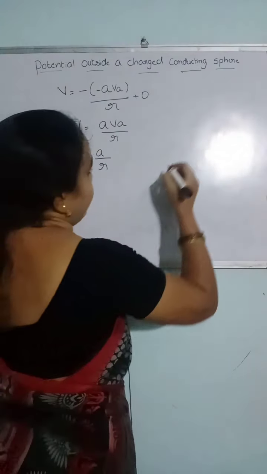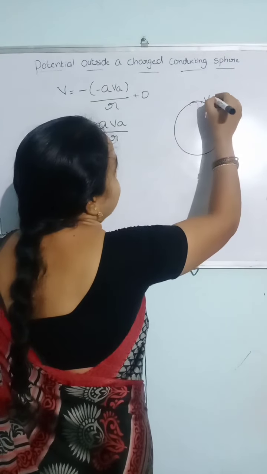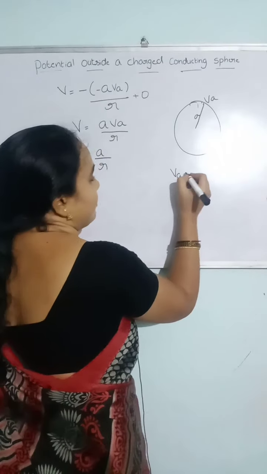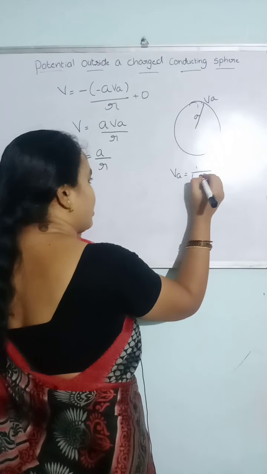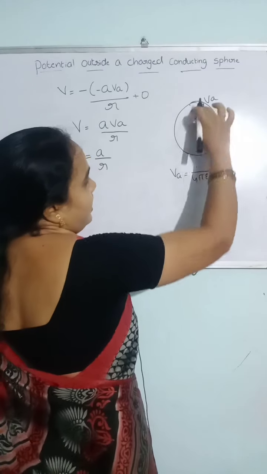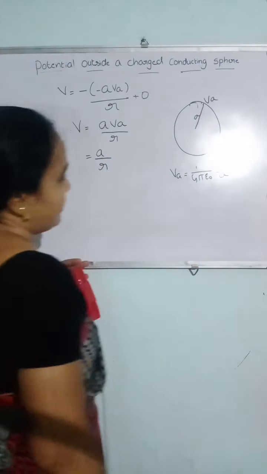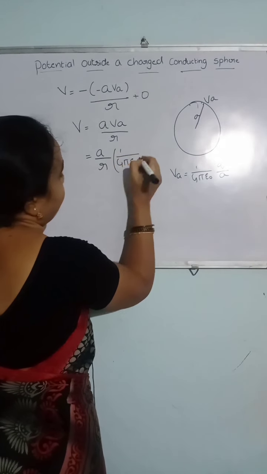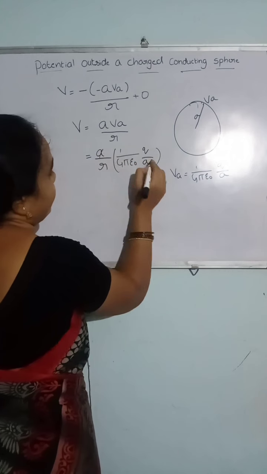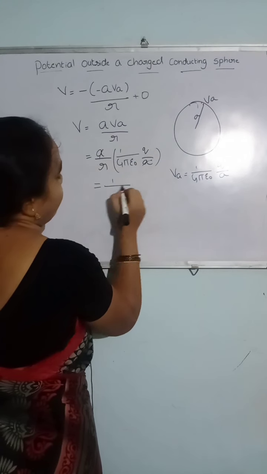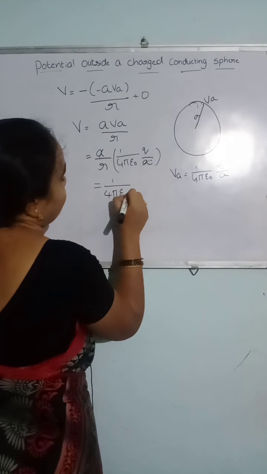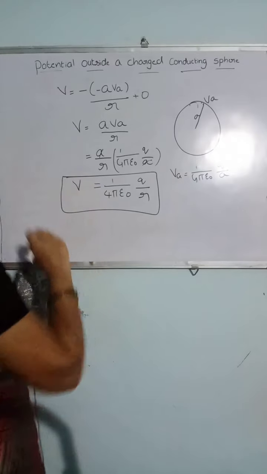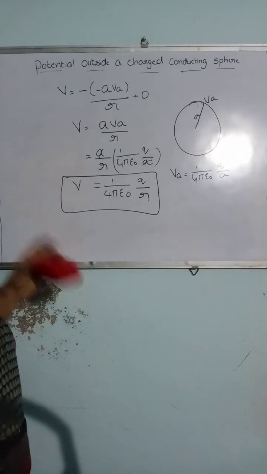So next, what is the potential on the surface, VA, which is at a distance a? Then we know that the potential formula is 1 by 4 pi epsilon naught Q by r. So here r is a. So replace VA as 1 by 4 pi epsilon naught Q by a. The a gets cancelled, we get V is equal to 1 by 4 pi epsilon naught Q by r. So this is the potential outside a charged conducting sphere.